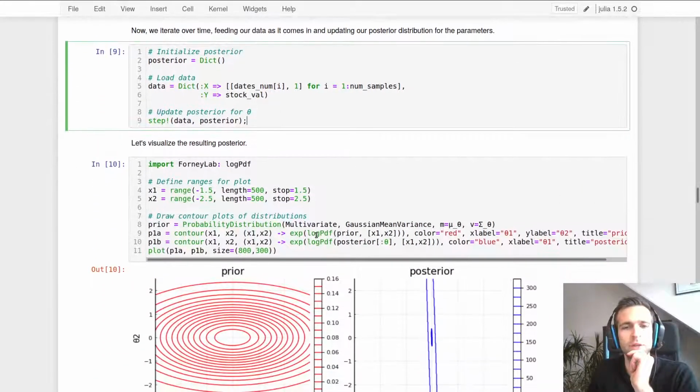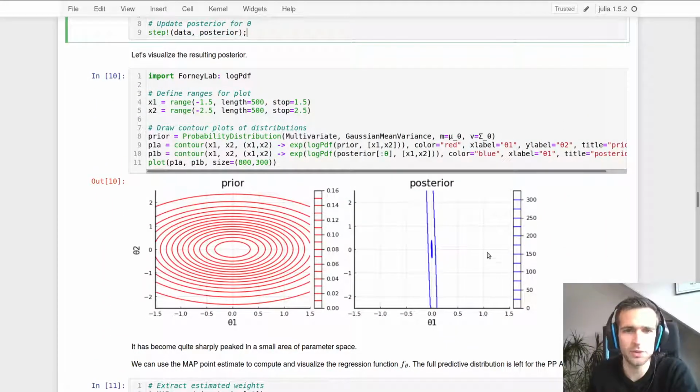If we then visualize the transition from prior to posterior for the parameters, you can see that it has changed quite a bit. This is our prior, the x-axis is theta 1, the y-axis is theta 2. We specified our prior to be centered at 0 with an identity covariance matrix, and you can see that the probability at the peak levels off at 0.16 somewhat.